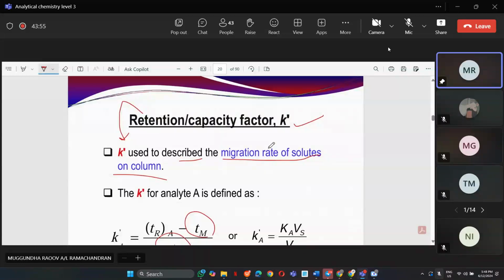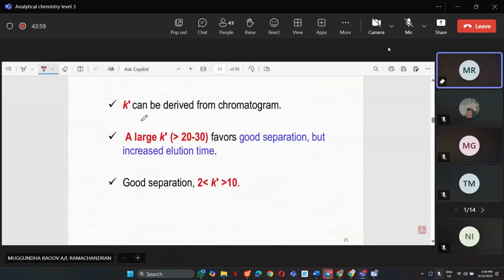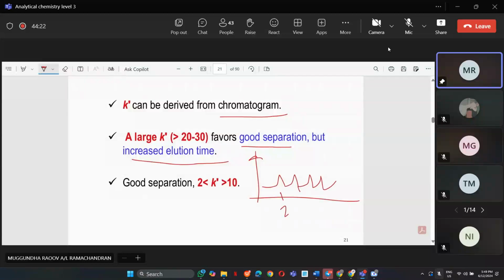So to see the migration rate, we have to calculate this. If you see, k can be derived from the chromatogram. A larger k, more than 20 to 30, is actually good separation, but it increases the elution time. That means when we are doing a separation, we want to separate a compound in a short time. For example, this is 2 minutes, this is 4 minutes, this is 6 minutes, this is 8 minutes, done.